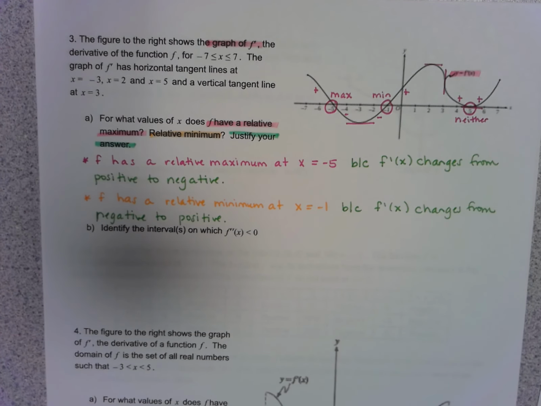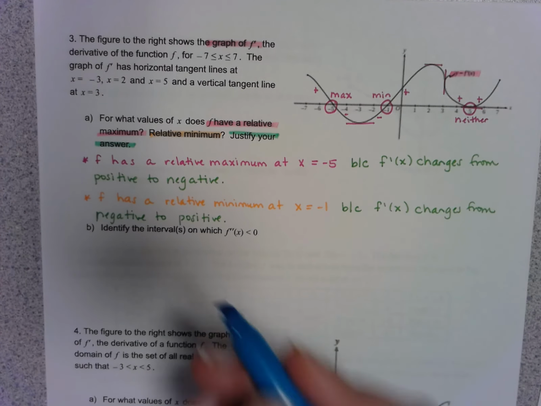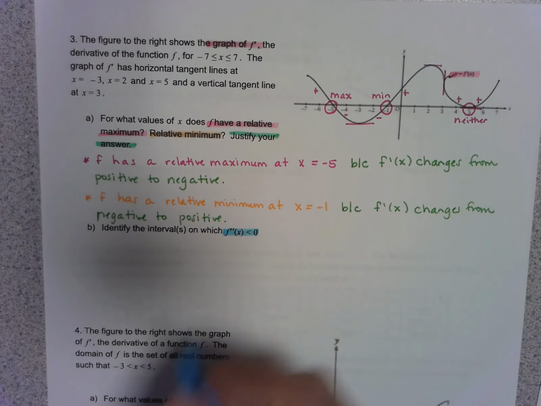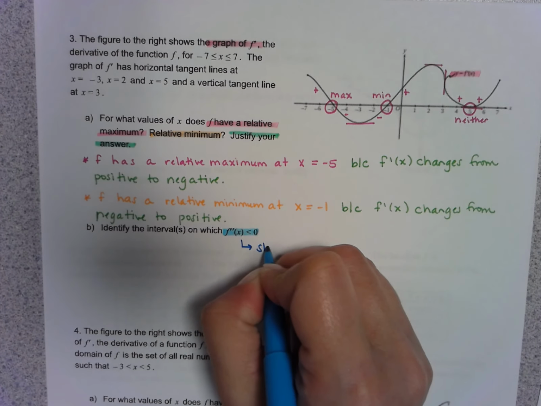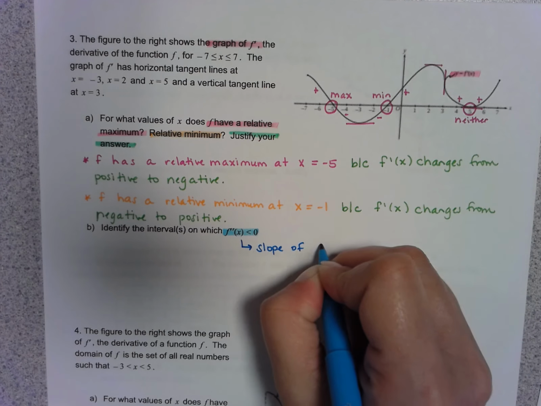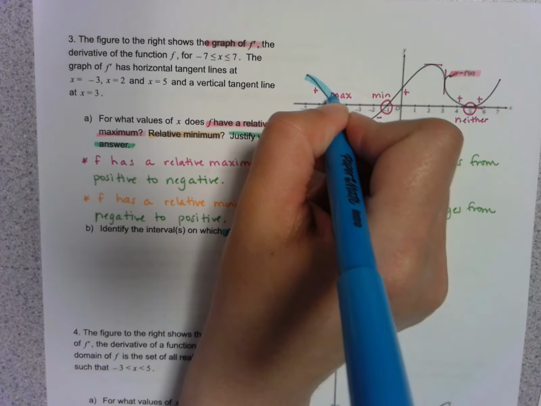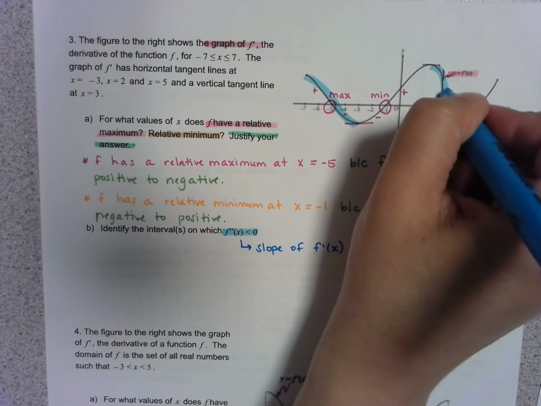For part B, it says identify the intervals on which f double prime is less than 0. So f double prime is the second derivative. If we're looking for the second derivative, we're looking at the slope of f prime of x. So we're trying to think about the derivative, the slope, of the first derivative. In other words, we're trying to find the intervals where this graph has a negative slope. So that would be this interval right here and this interval right here.